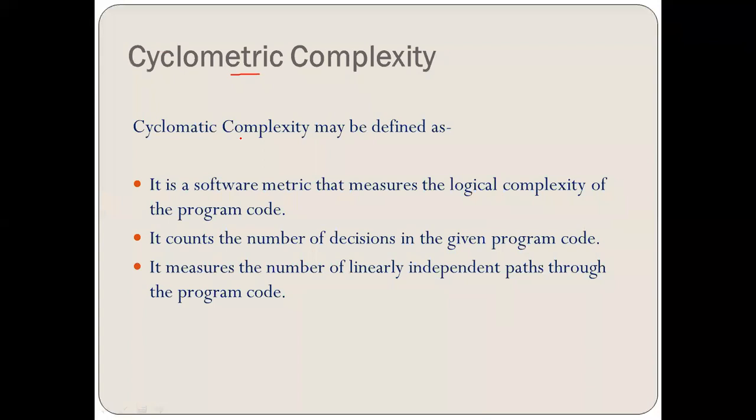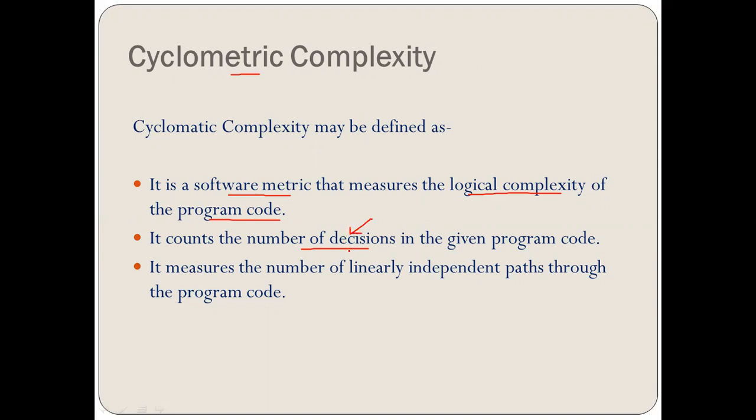Now cyclomatic complexity may be defined as a software metric, as I have told you, that measures the logical complexity of the program code. It counts the number of decisions in the given program code. When I say number of decisions, it means that if the code involves logic, that means conditional loops, those conditional loops will trigger two decisions.